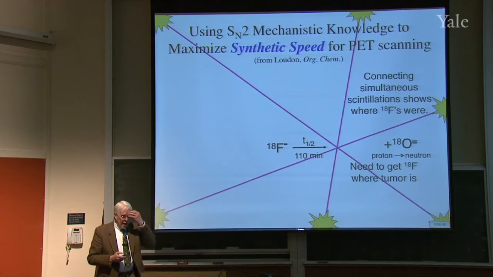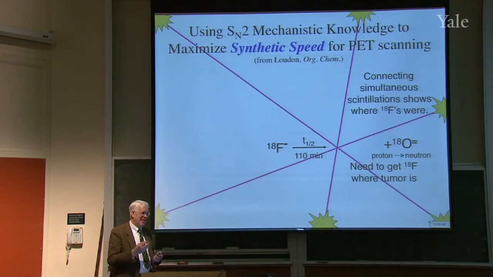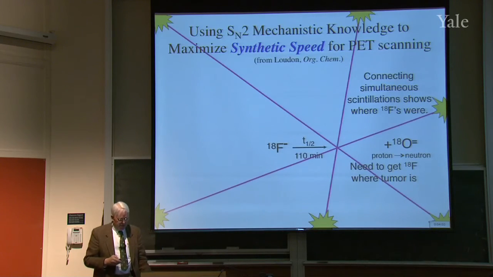Now, if you want to use this imaging to find tumors, you have to find some way to get fluorine 18 to where the tumor is. And then if you surround the patient with this detector and measure these simultaneous flashes or detection events, then you know where that substance was. So if you can make that substance be in the tumor, then you're home free.